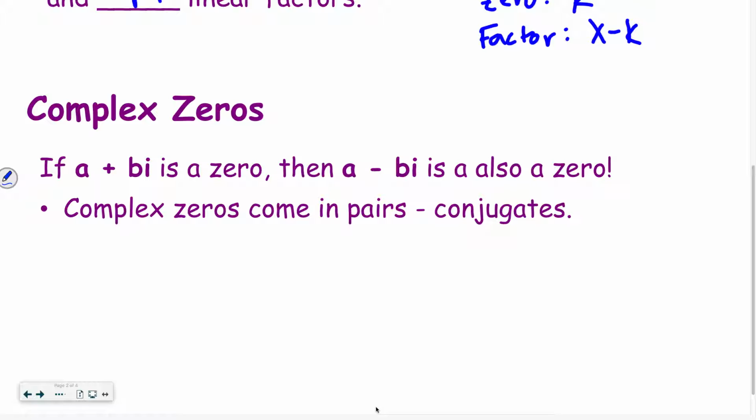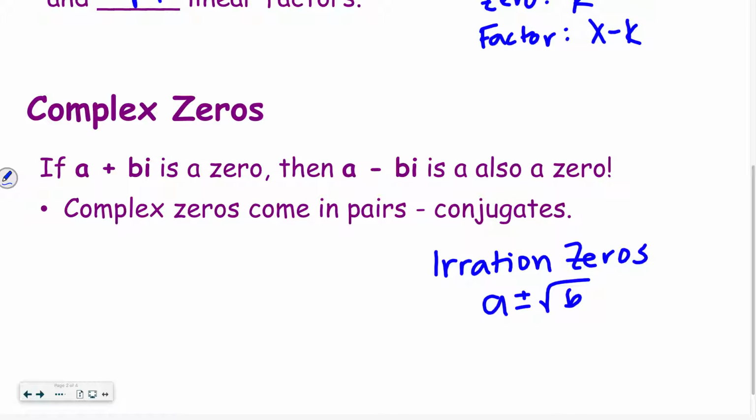I never wrote this down officially, but I did mention it when we looked at the blue exploration. The same is true for your irrational zeros. They come in conjugate pairs: a plus or minus the square root of b. Like that letter C on the blue sheet, 1 plus or minus the square root of 3. If you have 5 plus the square root of 7 as a zero, then you know 5 minus the square root of 7 is also a zero. They'll always come in pairs.